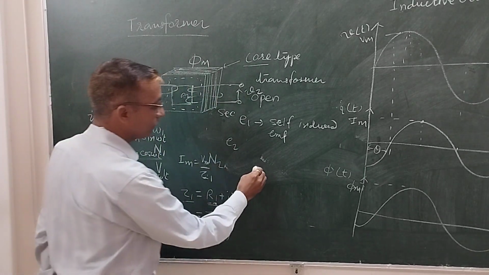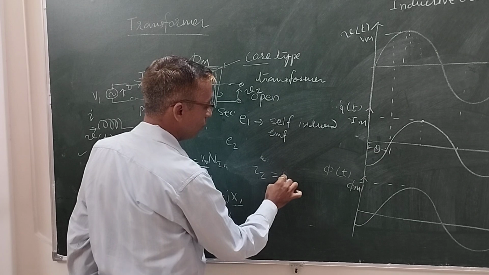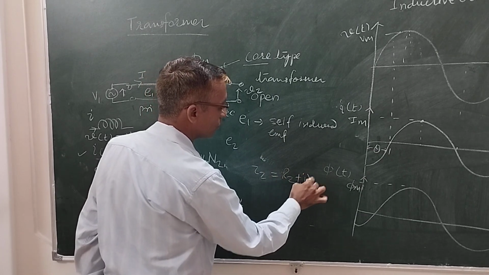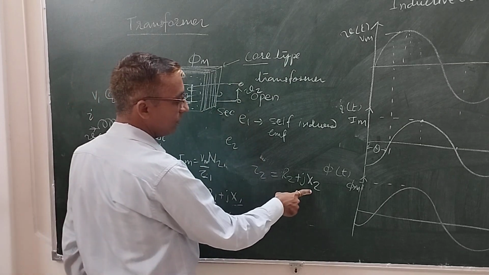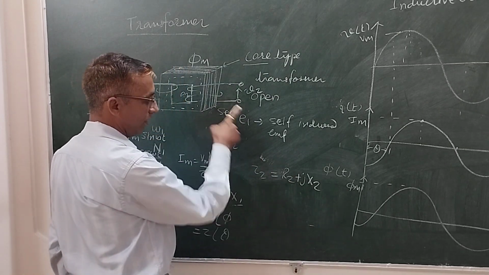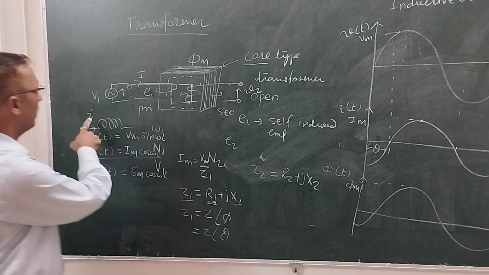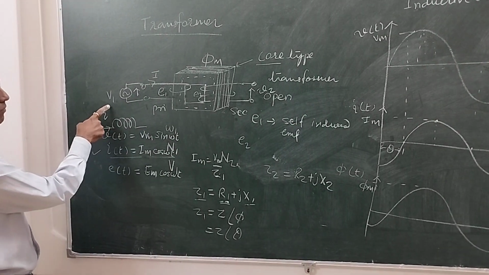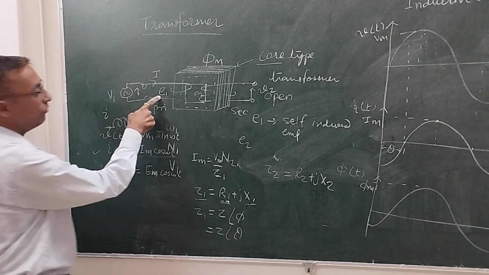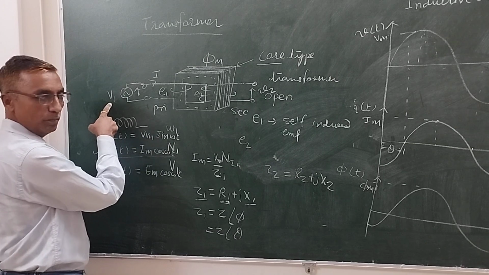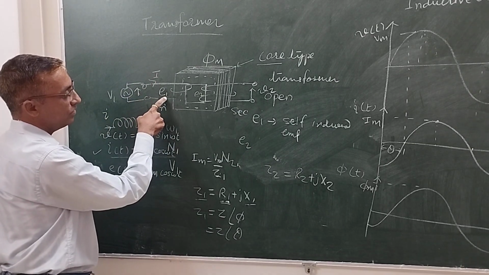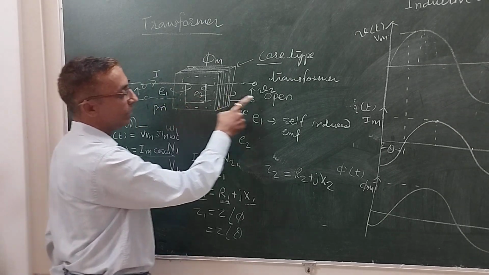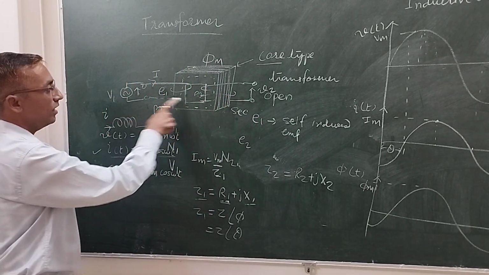Now the secondary winding also has an impedance Z2 equal to R2 plus j times X2. R2 is the resistance of the secondary winding. X2 is the reactance offered by the secondary winding because of its inductance as well as the input supply. You will find that if I vary this input voltage V, E1 will vary. If I increase this V1, E1 will increase, E2 will increase, and V2 will also increase. There is a certain limit on this.